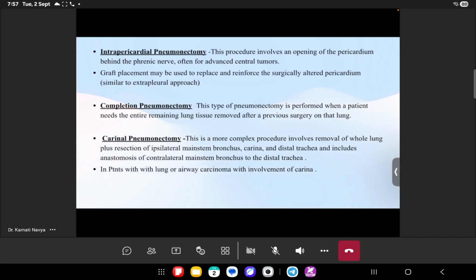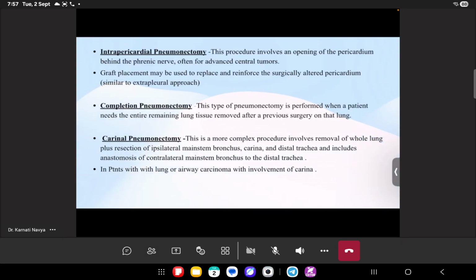Intrapericardial pneumonectomy. This procedure involves an opening of the pericardium behind the phrenic nerve, often for advanced central tumors. Graft placement is again used to replace and reinforce the surgically altered pericardium, similar to the extrapleural approach. The fourth one is the completion pneumonectomy. This type is usually performed when a patient needs the entire remaining lung tissue removed after a previous surgery on that lung.